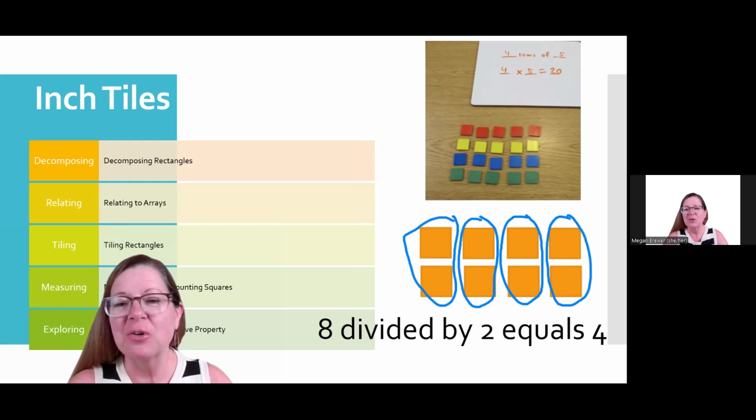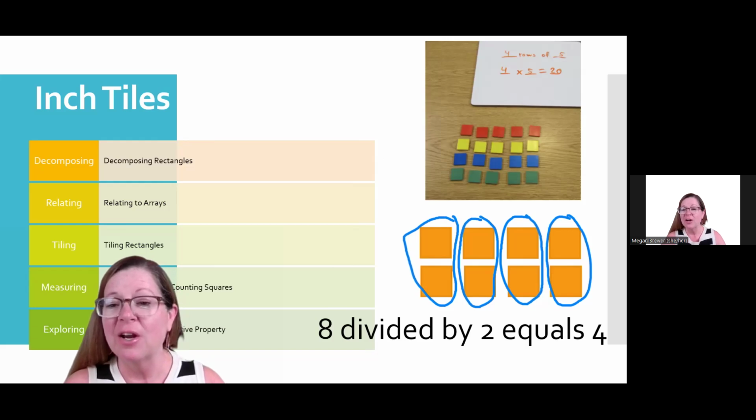Students can use inch tiles to create arrays, like we see in the examples on the screen, which can visually represent multiplication problems and connect them to area, as well as representing division problems. Students can use inch tiles to visually demonstrate the distributive property in the context of finding the area of rectangles.